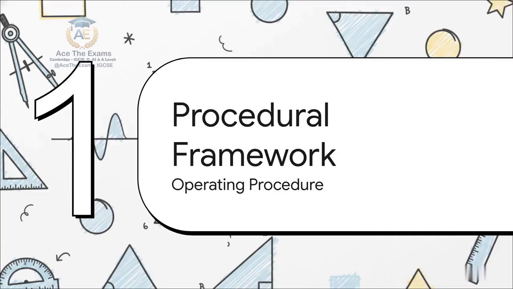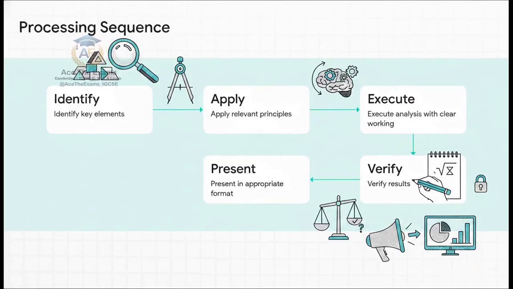Which brings us to Section 3, the procedural framework, standard operating procedure. Let's lay out the exact steps you need to take. To build a truly unassailable answer, you've got to strictly follow this 5-step standard operating procedure. Step 1, identify the key elements in the text. Spot that hidden cotangent identity lurking in the data.